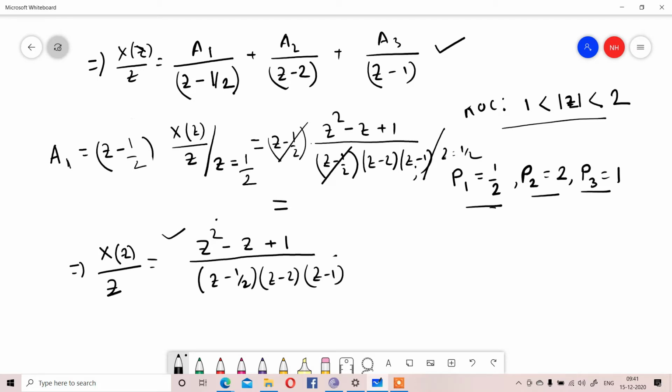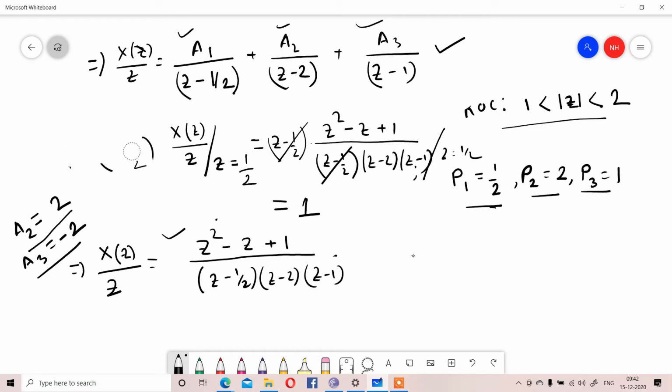If you replace that and solve it, you will get the value A1 equal to 1. You can check it. I am not solving that part. If we put z equal to half, you will get A1 equal to 1. In the same way, you will get A2 equal to 2 and A3 equal to minus 2. You should check those three conditions. So just replace A1, A2 and A3 with their corresponding values 1, 2 and minus 2.